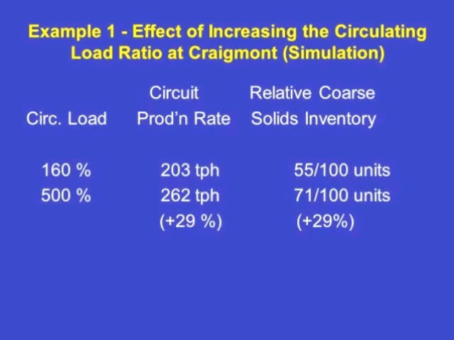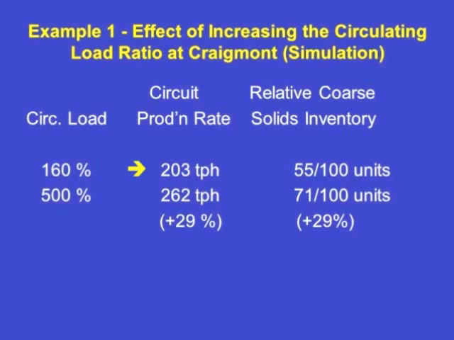And we started with an original set of data that came from Craigmont Mines in British Columbia that had a circulating load of 160%, was producing 203 tons an hour of new product. Okay, now this is looking at things a little bit different. This is the tons per hour of new product of minus product size. In this case, I think it was minus 150 mesh.